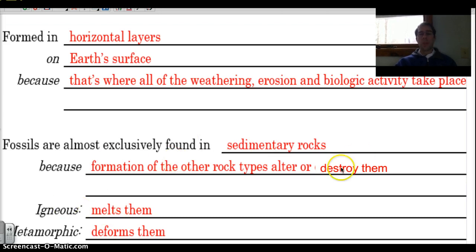So that's the basis for sedimentary rocks. We'll spend some more time looking at them in terms of the rock cycle, but that's a good start for you.